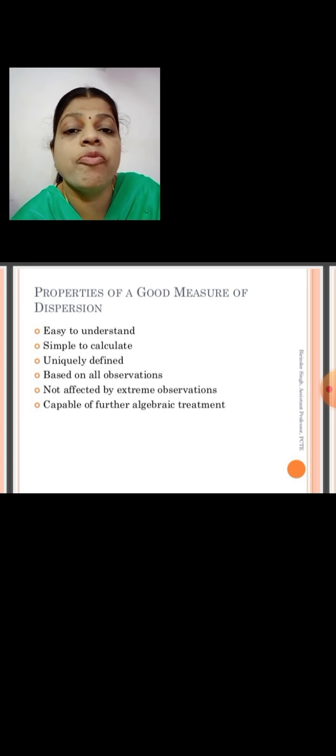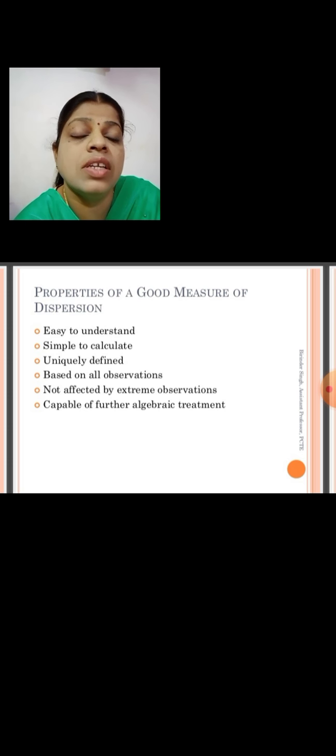Then we know that various measures are there. And what are the properties of a good measure of dispersion? As we have studied in our measures of averages the various properties of mean, median as well as mode, here also various properties are there. What are the different properties of a good measure of dispersion? Yes, first of all, it should be easy to understand. Second, it should be simple to calculate. Third, uniquely defined.